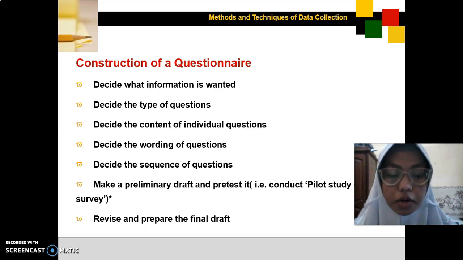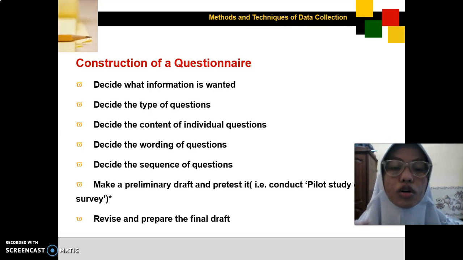So, construction of a questionnaire. First, decide what information is wanted. Then decide the type of questions, the content of individual questions, the wording of questions, and the sequence of the questions. Make a preliminary draft and pretest, revise, and prepare the final draft.